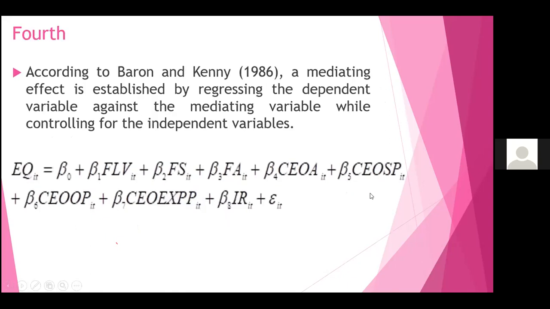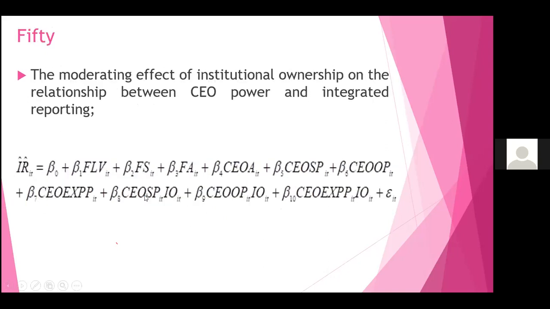Then, according to Baron and Kenny, 1986, a mediating effect is normally established when you regress the dependent variable against the mediating variable, but you must be controlling the independent variable. Meaning that to test the mediation, I'm adding integrated reporting here, but as I'm regressing earnings quality against integrated reporting, I am controlling all the control variables and the sub-constructs of my independent variable.